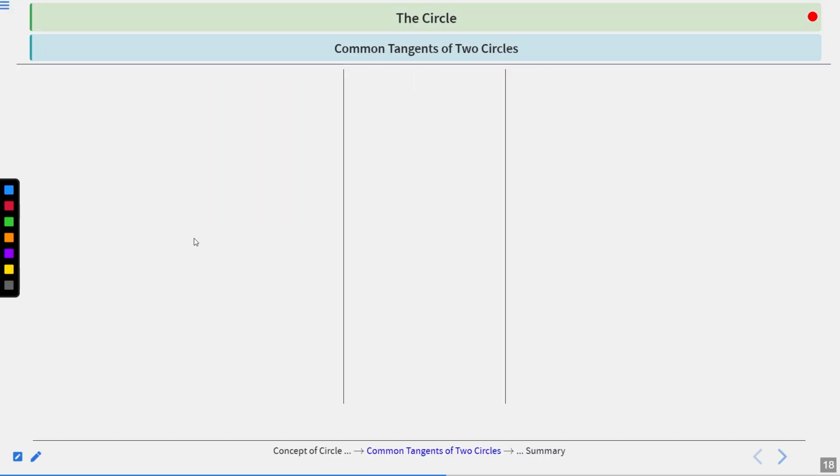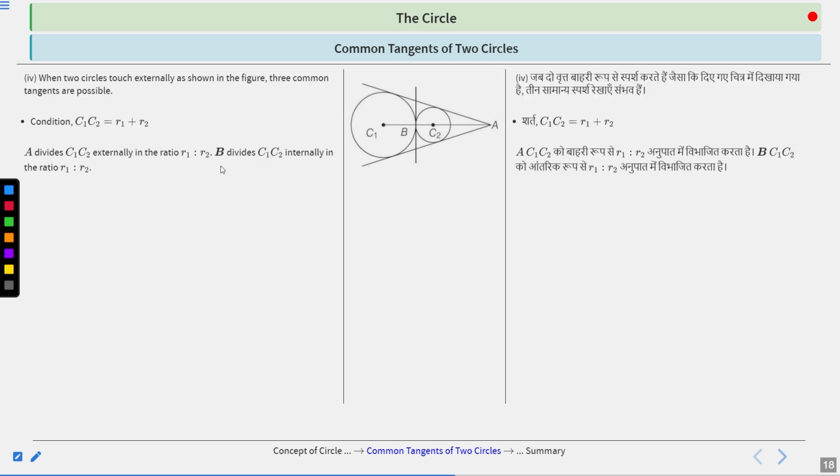Now, common tangents to two circles. We are given two circles. When two circles touch externally as shown in the figure, three common tangents are possible. The condition should be c1c2 = r1 + r2. A divides c1c2 externally in the ratio r1:r2, and B divides c1c2 internally in the ratio r1:r2, right?